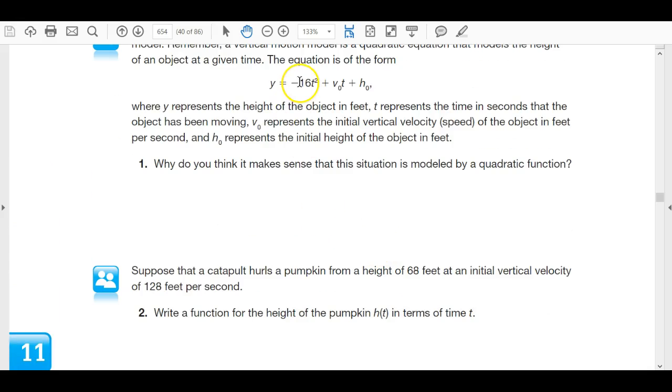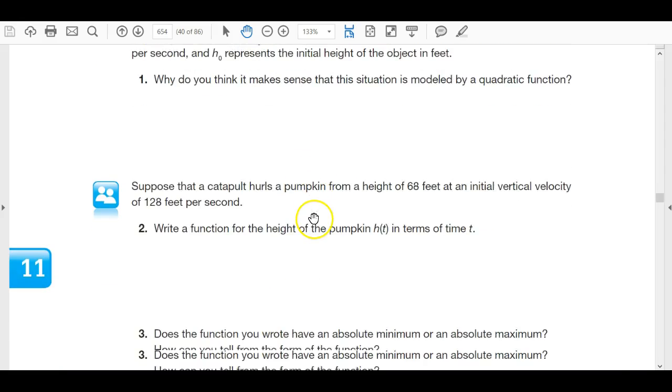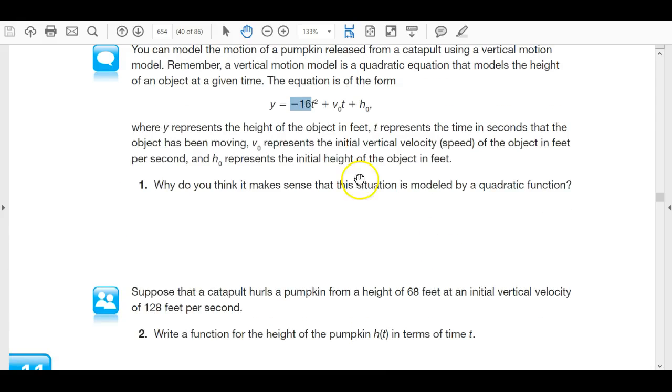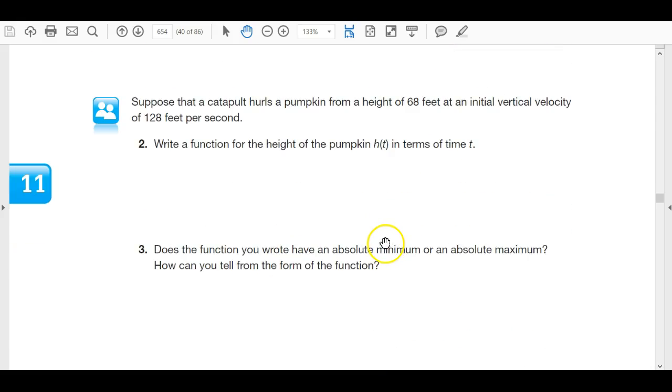So remember, we can always look at this value a right up here in front of our t squared. This value a, since it is negative, tells me that we have a function that opens downward. And when it opens downward, that means there is eventually some maximum height. It goes up and it reaches a maximum height and it comes back down. And it opens down, right? So it opens down from a maximum height. So this one clearly has an absolute maximum, which we can tell because of that negative value here, right?